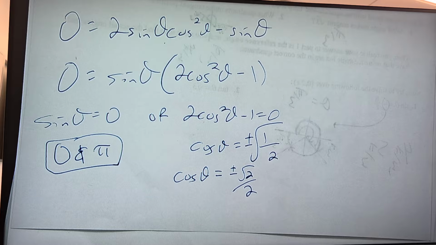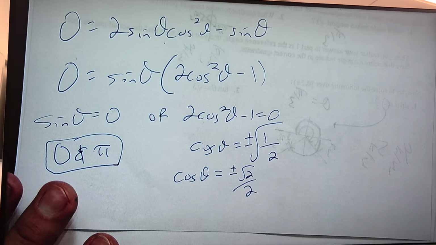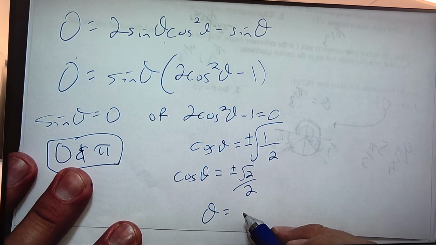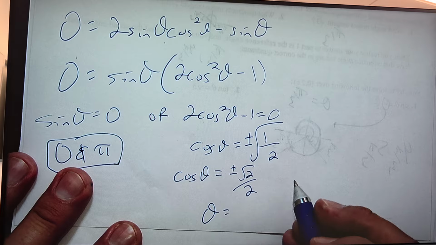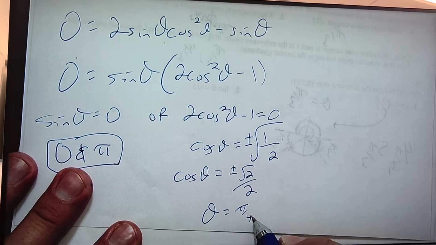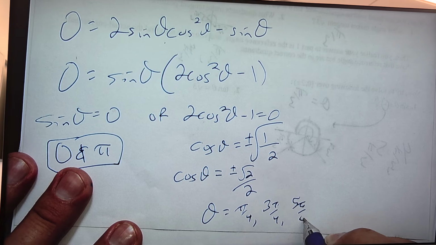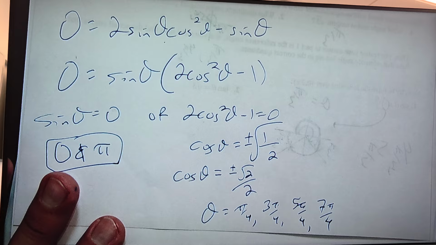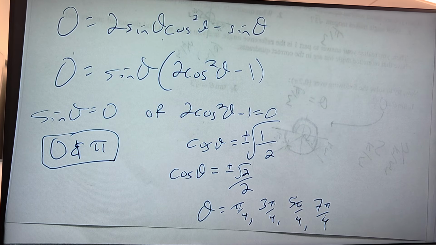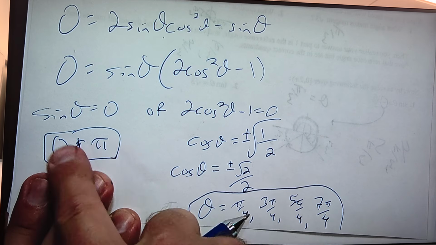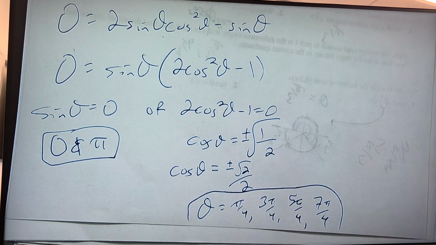And what is the reference angle that makes cosine root 2 over 2? What makes cosine root 2 over 2? Our favorite little angle, pi over 4. So I want something in the first quadrant, second quadrant, third quadrant, fourth quadrant. There we go. So how many total answers did we get? 1, 2, 3, 4, 5, 6. Crazy.